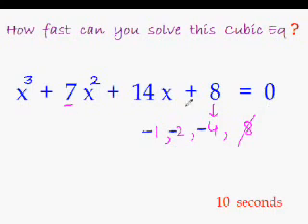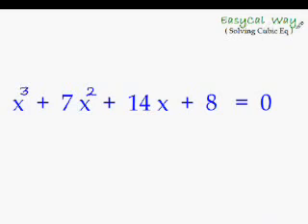The three solutions of this cubic equation are x equal to -1, x equal to -2 and x equal to -4. That's it. So tell me now, wasn't that fast? Fast and really easy. Alright, so now I'll explain what I have just done. So here is the EasyCal way of solving cubic equations.